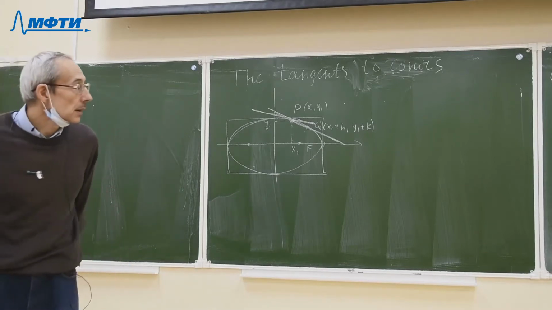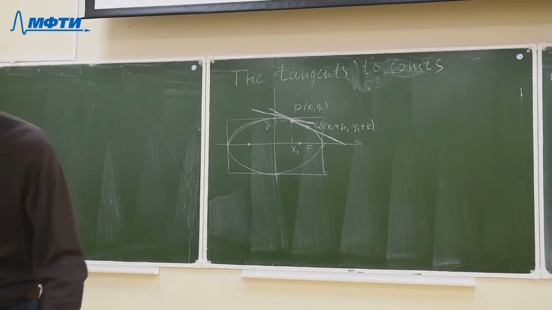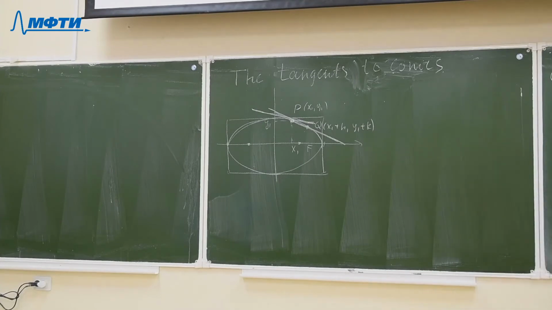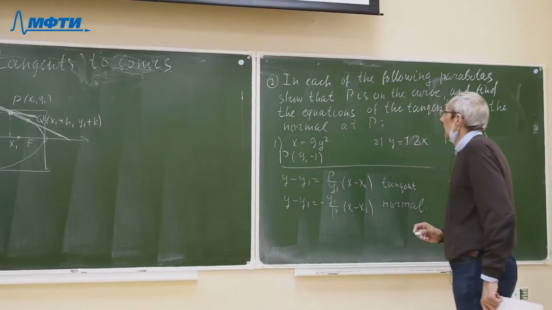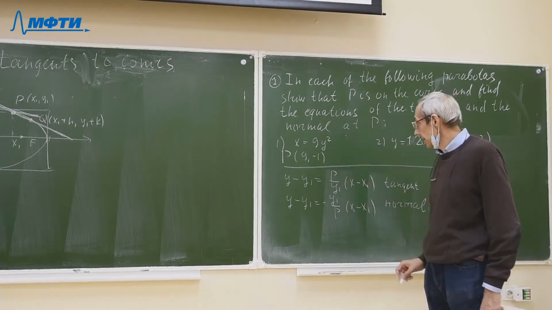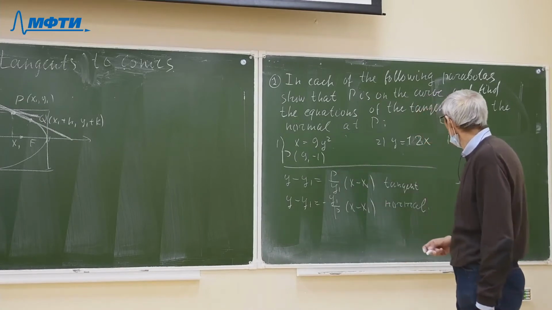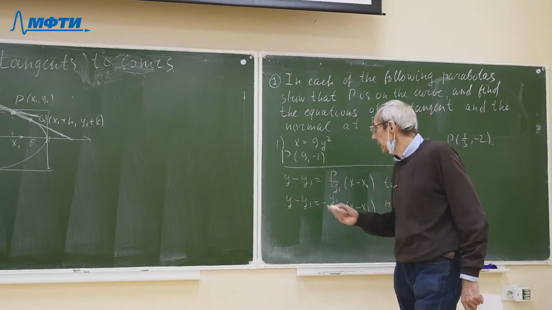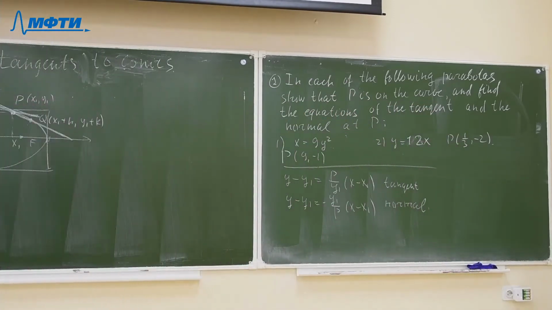Let's try to solve the following two standard problems. In each of the following parabolas, show that P is the point on the curve which defines this equation, and find tangent and normal line to the parabola in this point. Any question maybe?